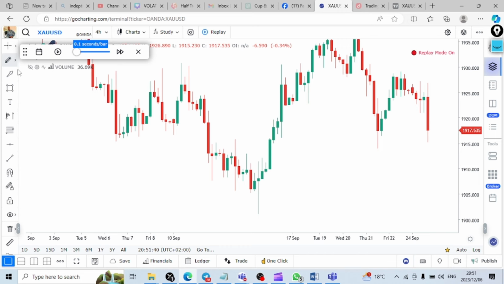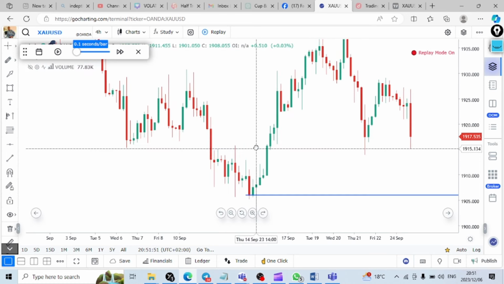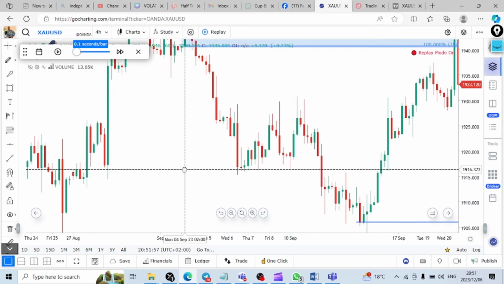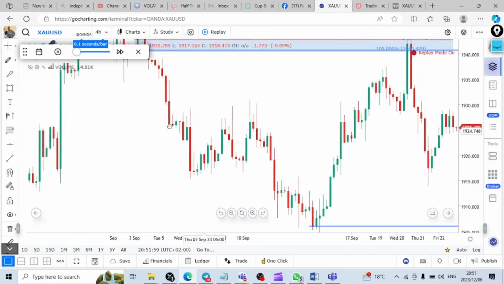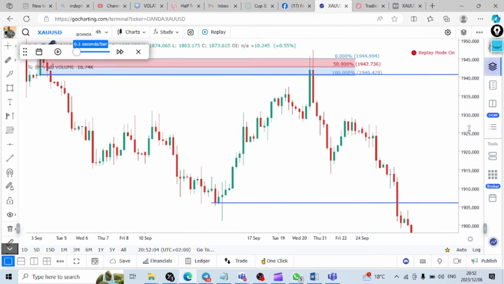You can focus on this area, which was the recent swing low. Why focus on this area? We'll talk about something else at this level. Okay. So as we play, we can see our take profit was hit. It was a very successful trade.